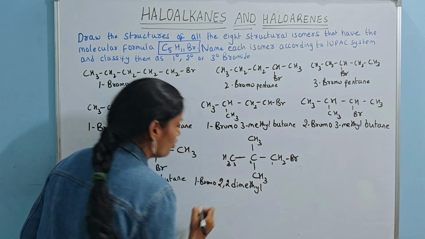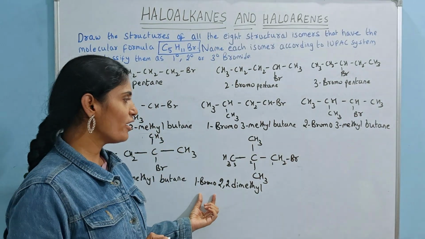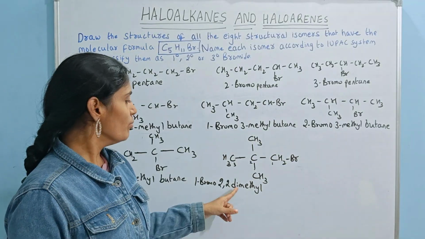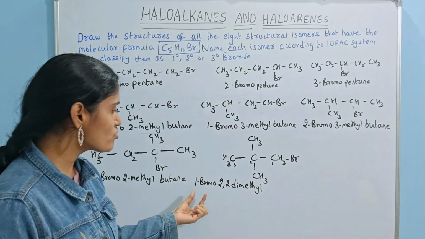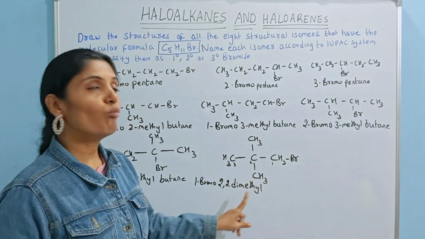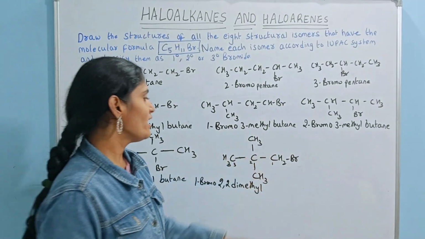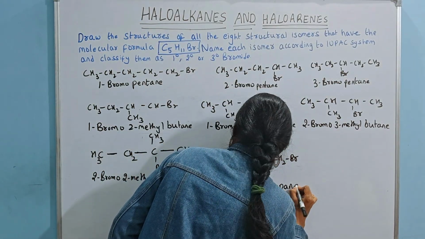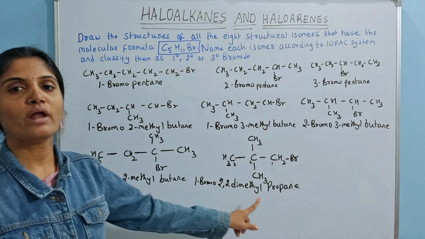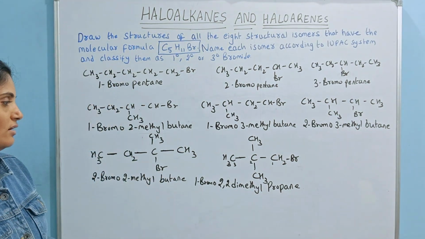Why is the bromo coming at the starting here? Because here it is M, here it is B, so my 1 bromo should come first. So it will be 1 bromo, 2,2 dimethyl. How many carbons do I have in the main chain? 3. So 1 bromo, 2,2 dimethyl propane is the name.